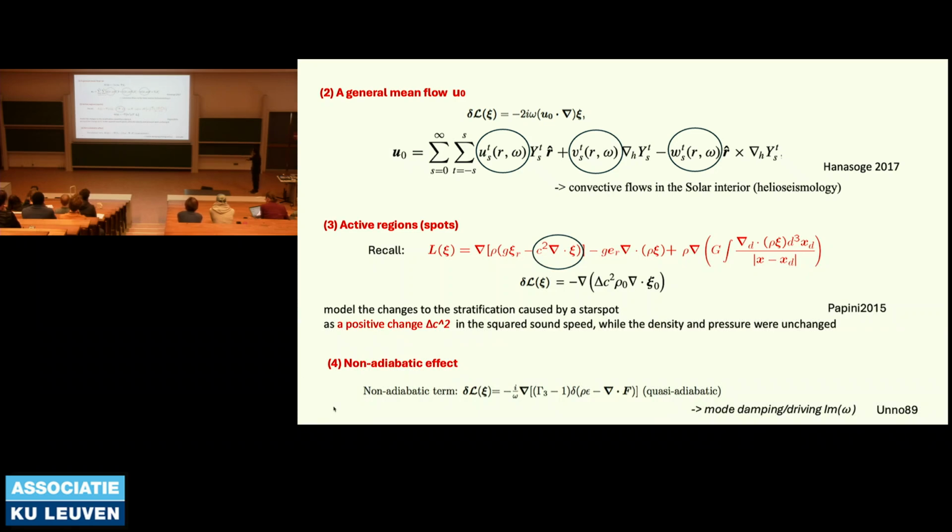And finally, in the fourth case, we have a non-adiabatic effect. Now this perturbation to the operator is the Lagrangian perturbation to the energy generation rate and also the divergence of the energy flux. So basically, you can use this to study essentially the epsilon mechanism or to infer the mode damping rates or driving rates.